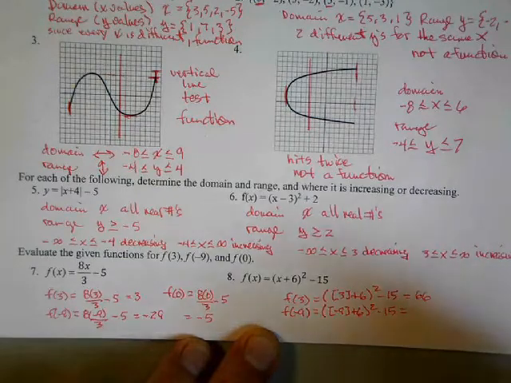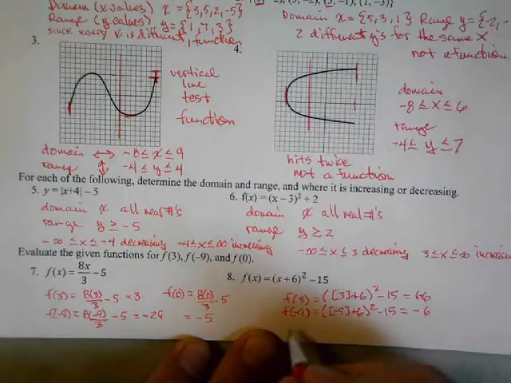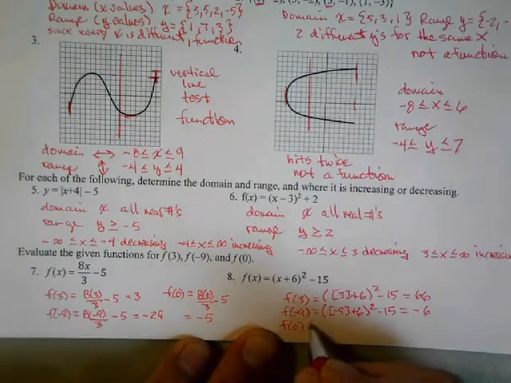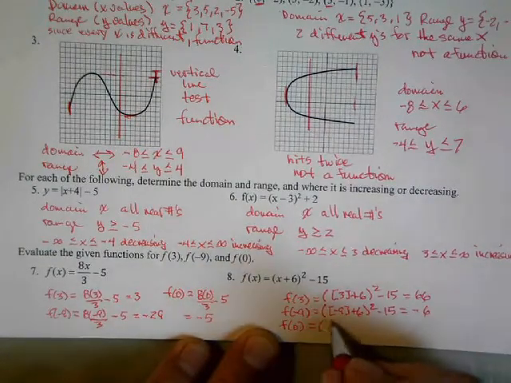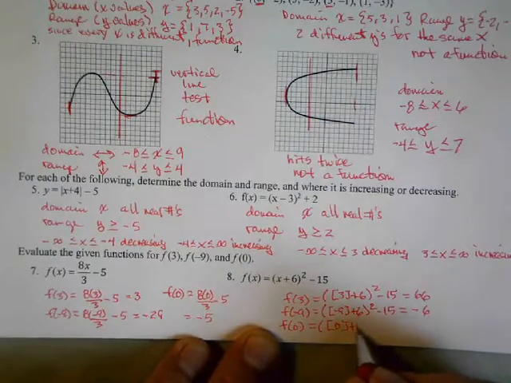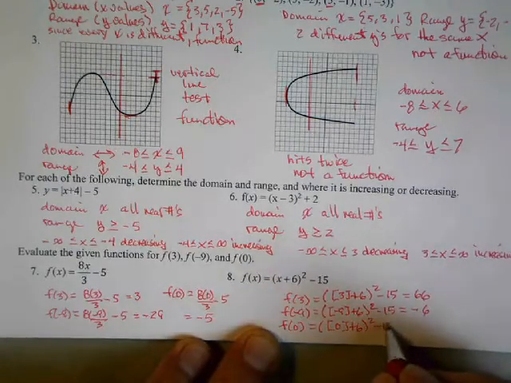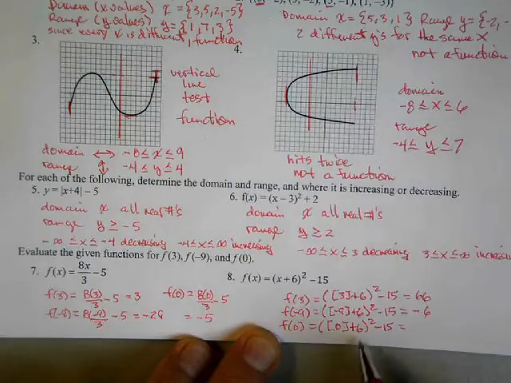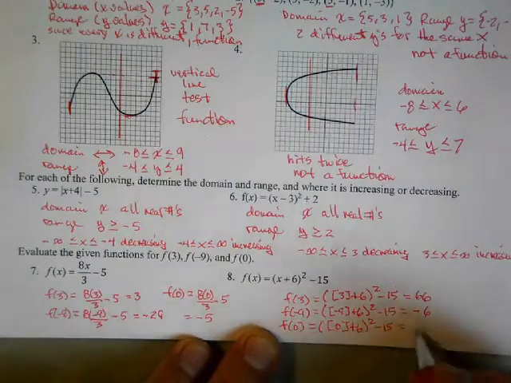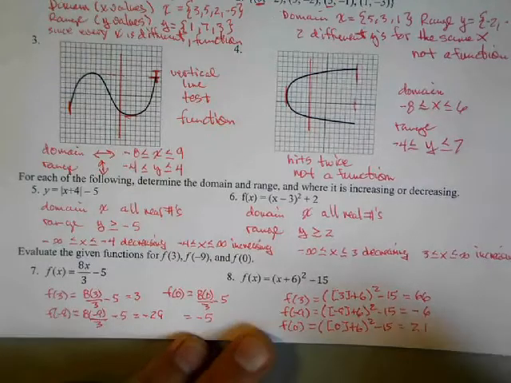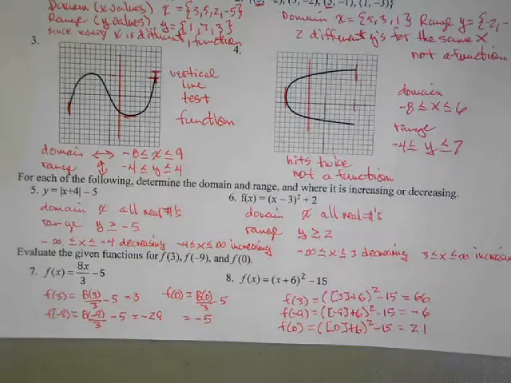And f of 0 will give me just the 6 squared, 36. 36 subtract 15, 21. So a couple things to note to finish here: first of all, I like to use parentheses or brackets to designate, hey, here's where I plug something in. And then secondly, just because I have f of 0, as you can see, it does not have to equal 0.